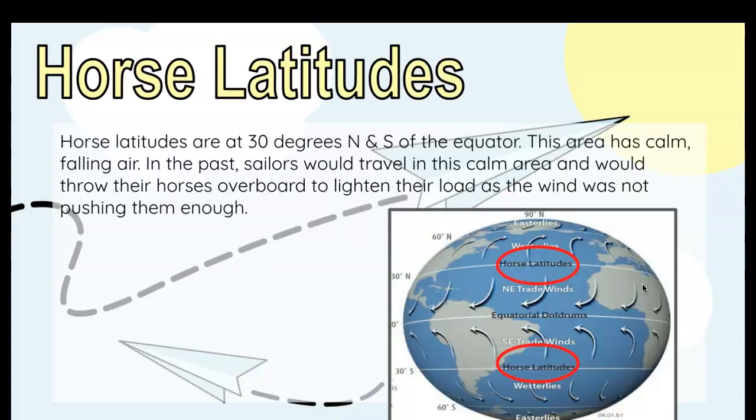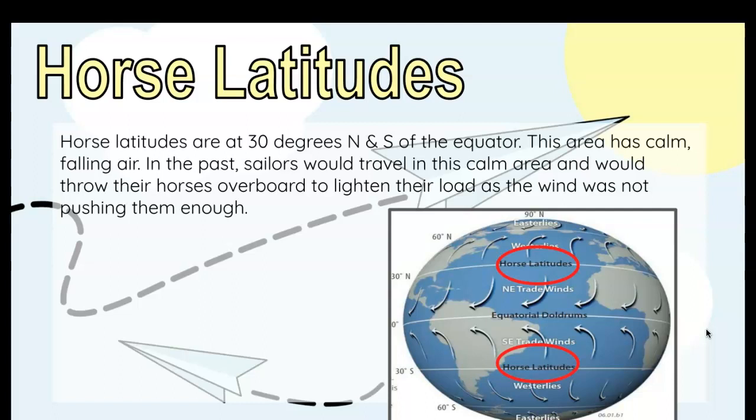Next are horse latitudes. Horse latitudes are at a specific latitude north and south, and it's at 30 degrees north and south. So you see here I circled in the picture, horse latitudes are at 30 degrees south and 30 degrees north. This is an area of calm falling air. So the wind's very calm here, and it sinks down.